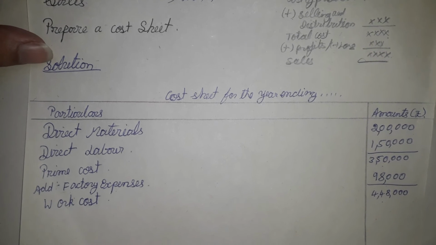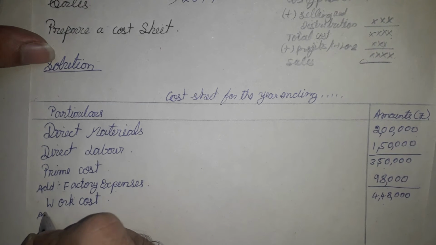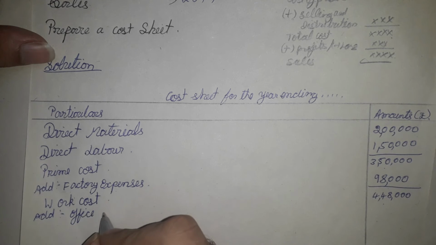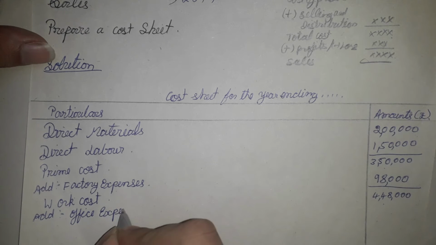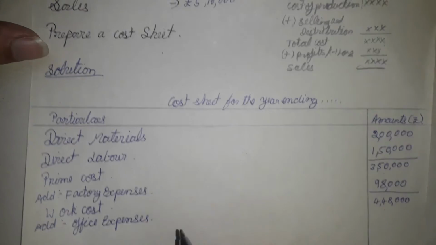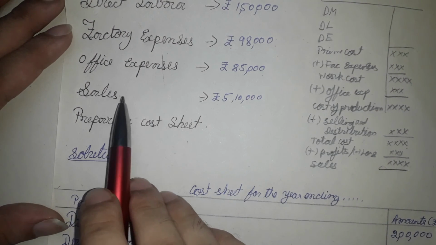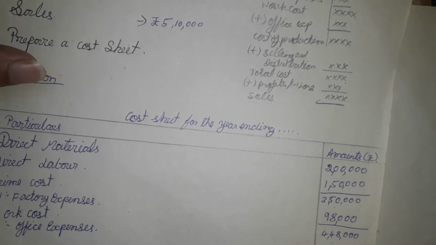To this work cost we add various office or administrative expenses. So here they have given us the office expenses. See here, office expenses is 85,000 given to us in the question. So we record this directly.